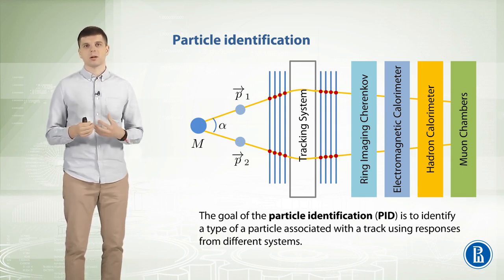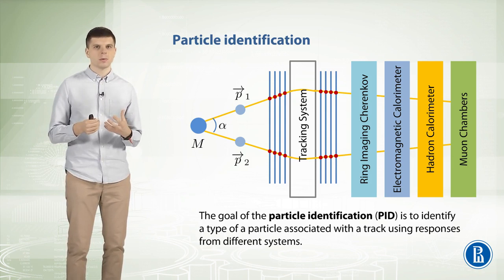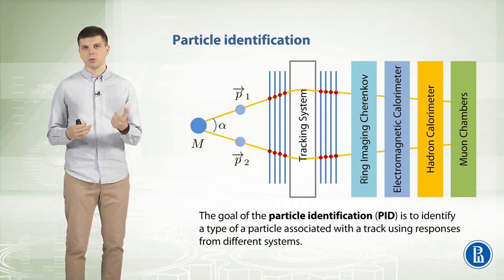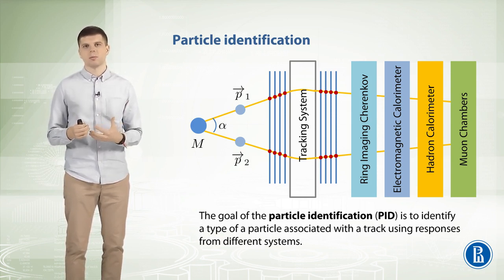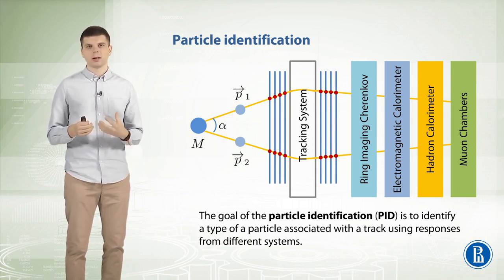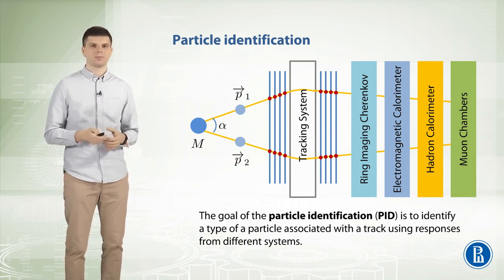The goal of the particle identification, or PID, is to identify the type of a particle associated with a track using responses from different systems. Particle types are electron, proton, muon, kaon, and pion. We will consider several machine learning approaches that help to identify a particle type with high quality. Moreover, we will see how to provide independence of this quality from the particle momentum or other parameters.